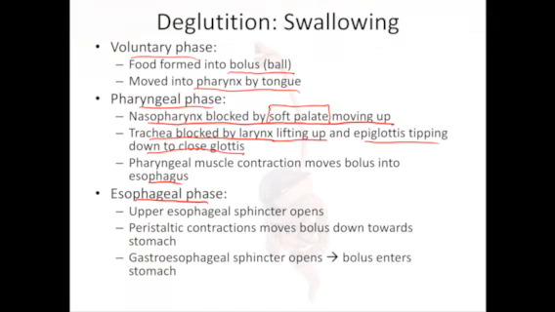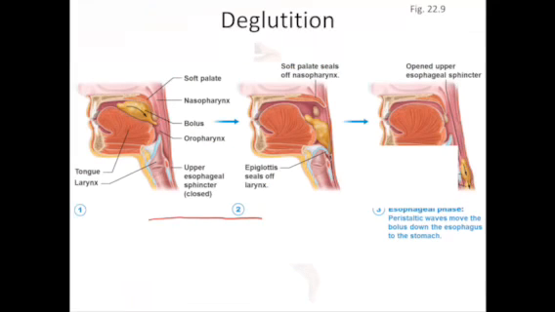Then once we get to the esophagus, we need the upper esophageal sphincter to open to allow that food into the esophagus first. So that's the first step. Then we have peristaltic contractions that move that bolus down towards the stomach. And then lastly, the gastroesophageal sphincter opens and allows the food to enter the stomach. So those are all the main steps.